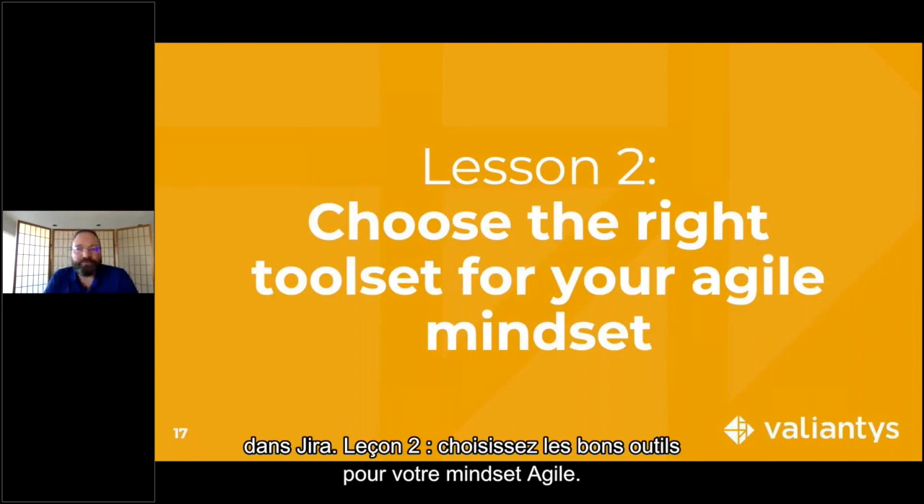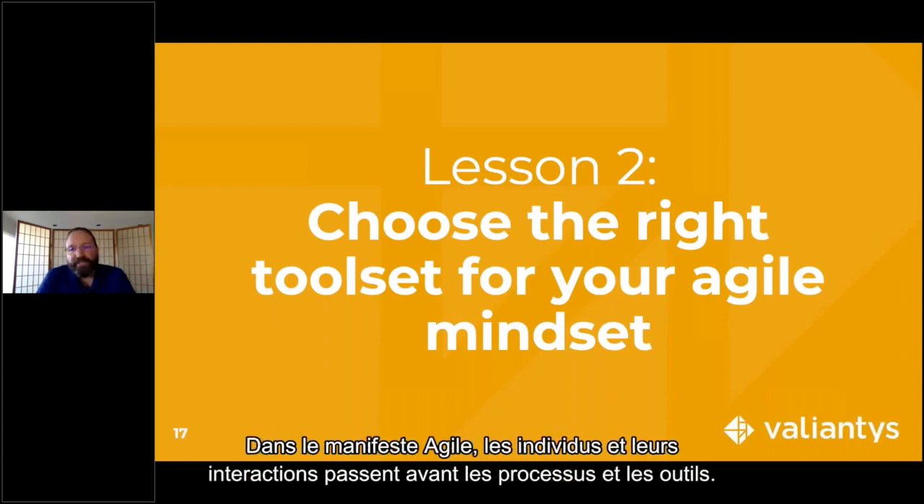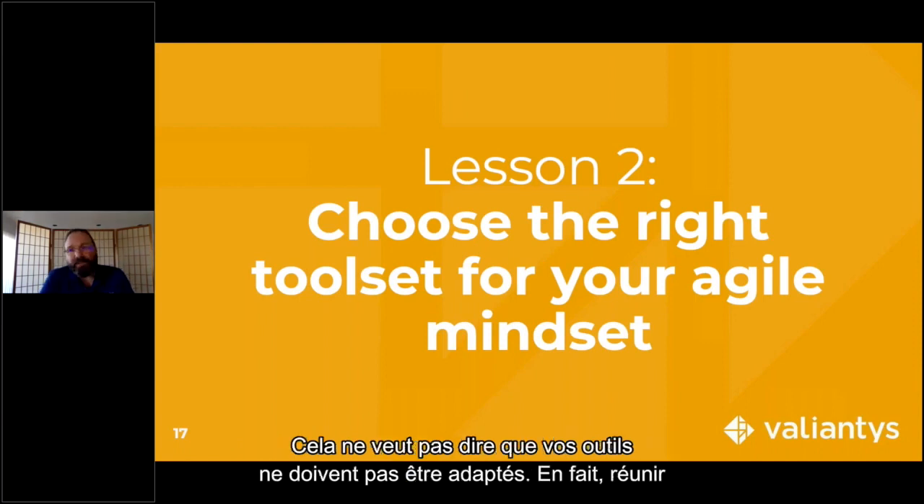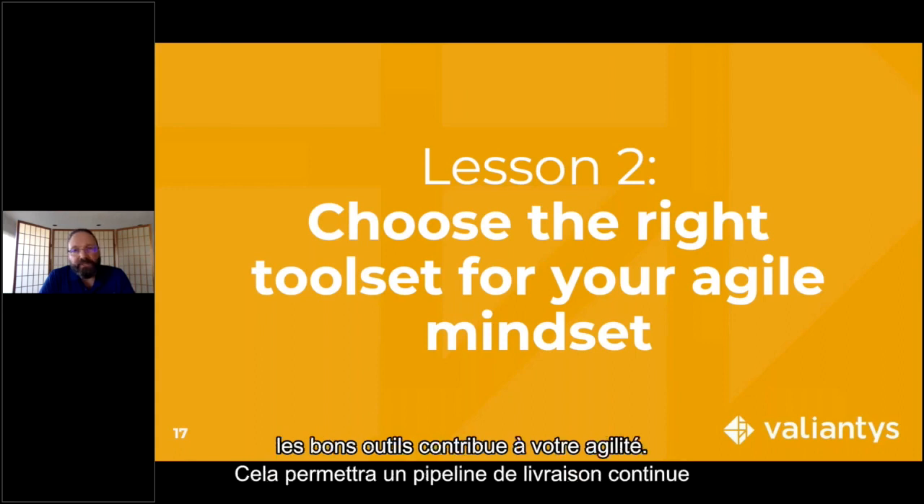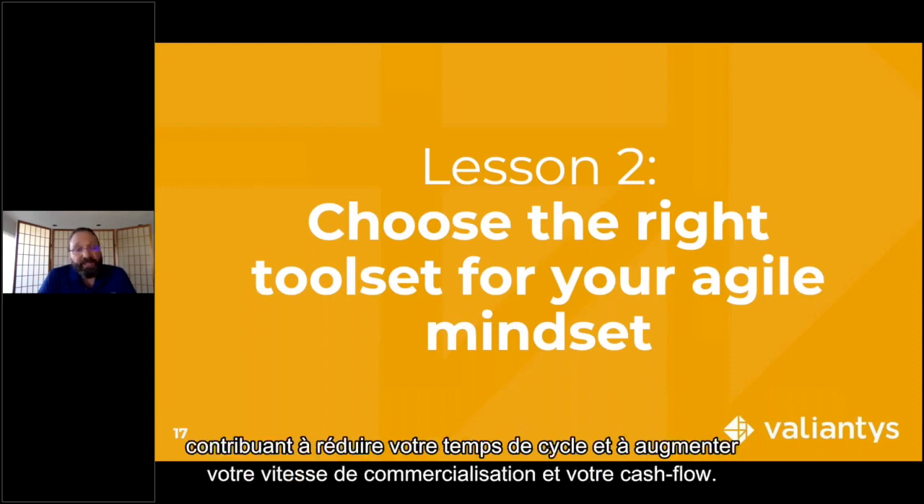Lesson number 2, choose the right tool set for your Agile mindset. Now remember, in the Agile Manifesto, we have individuals and interactions are valued more than processes and tools, but that doesn't mean your tool set should be inadequate. In fact, assembling the right tools will enable you to be agile. It will enable a continuous delivery pipeline, for example, to help you reduce your cycle time while increasing your speed to market and your cash flow.